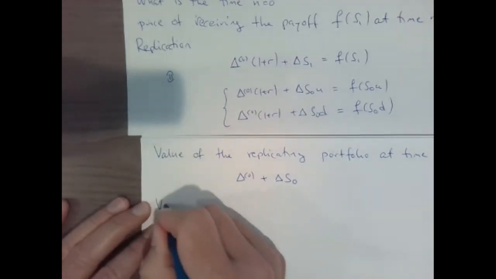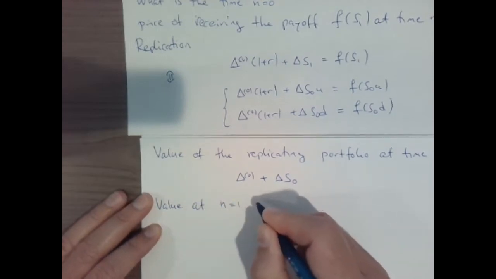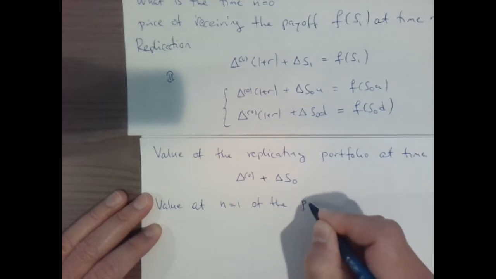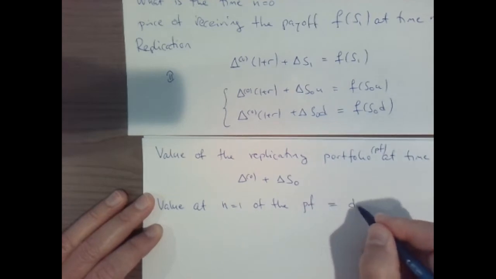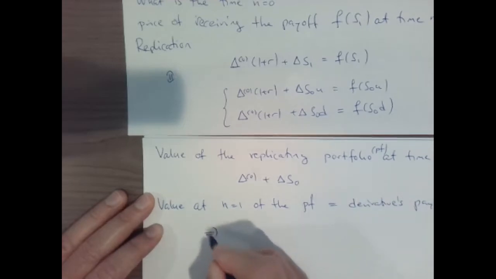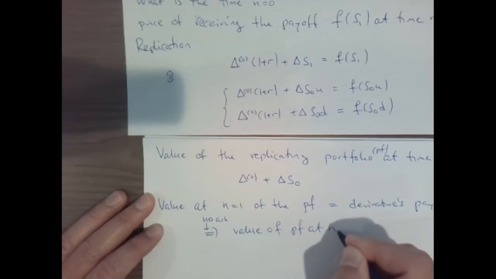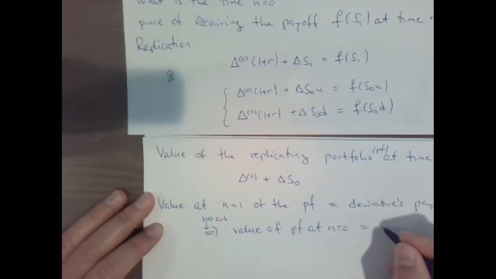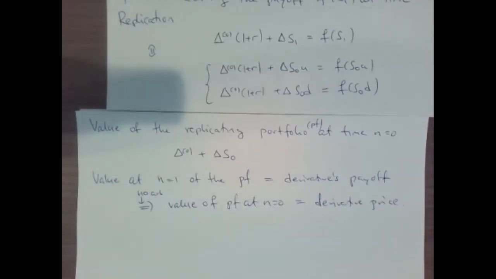So then I have the value at time 1 of the portfolio. I'm going to start writing PF here. The value of the portfolio is equal to the derivative payoff. Then that implies, in this case where we're using no arbitrage, that the value of the portfolio at time 0 equals the derivative price. And so that's our discussion from last time.